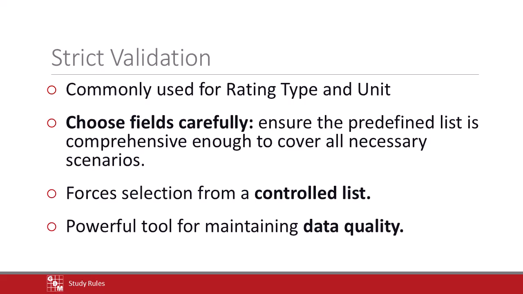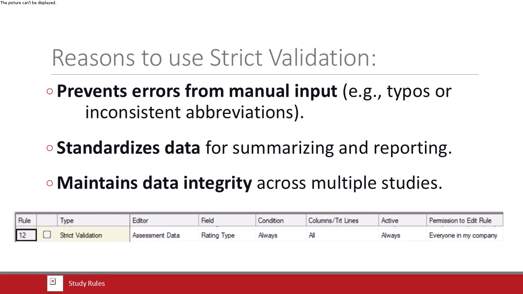Choose fields carefully for strict validation to ensure the predefined list is comprehensive enough to cover all necessary scenarios. Unlike required or recommended fields, strict validation forces selection from a controlled list, making it a powerful tool for maintaining data quality. Reasons to use strict validation. Prevents errors from manual input, for example, typos or inconsistent abbreviations. Standardizes data for summarizing and reporting. Maintains data integrity across multiple studies.